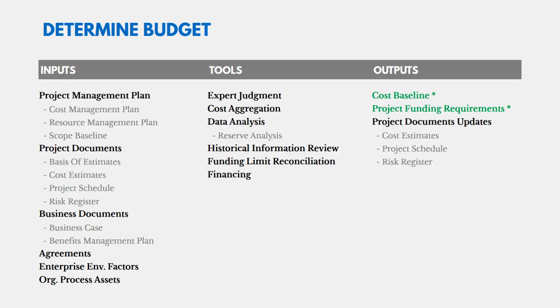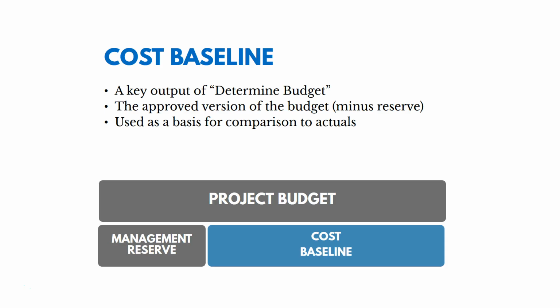Okay, going back to our ITTOs for this process, determine budget, let's look at the key outputs. There's the cost baseline and project funding requirements. So the cost baseline is the approved version of the budget minus the reserve. So if you think about $1 million being our budget, some of that's going to be our cost baseline. It's our original estimate for activities.